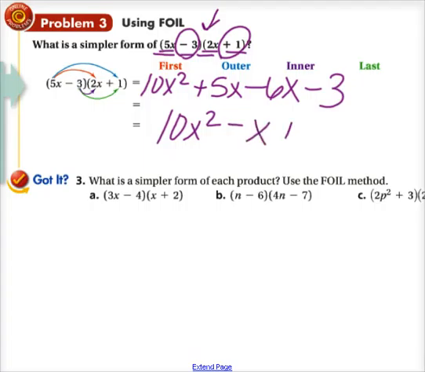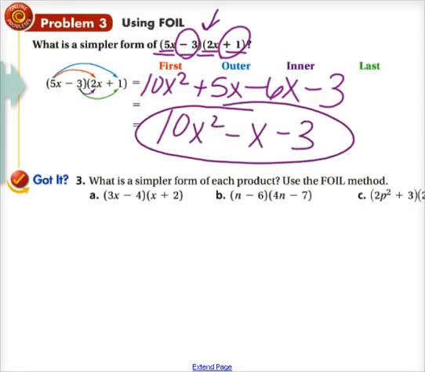Combine like terms: 10x squared, 5 minus 6 is negative x. 10x squared minus x minus 3. Final answer. I'll do one more for you.